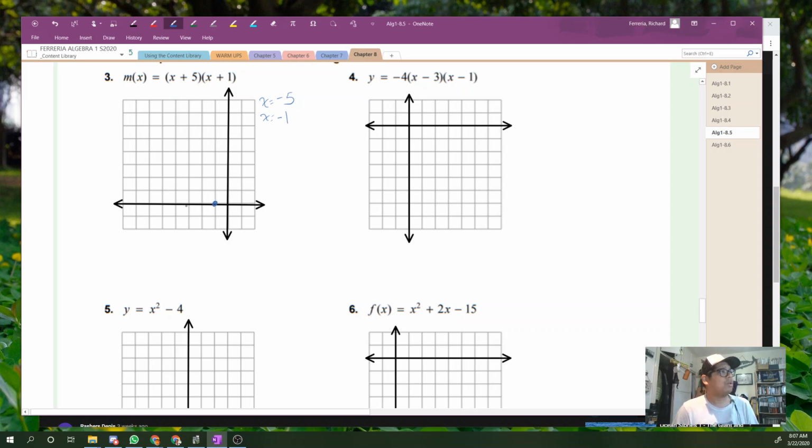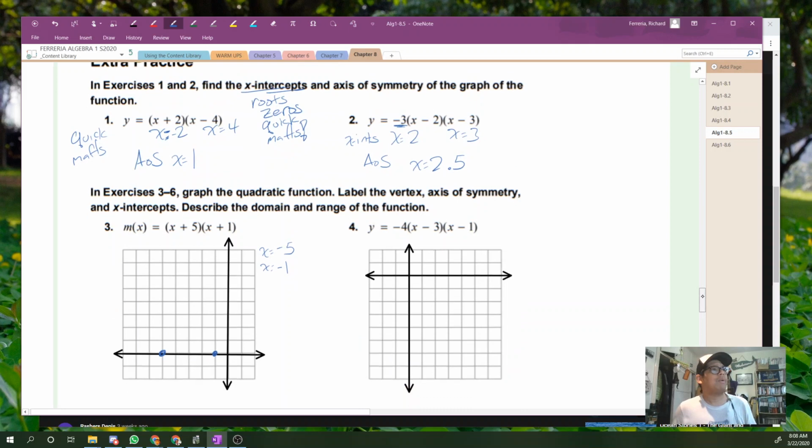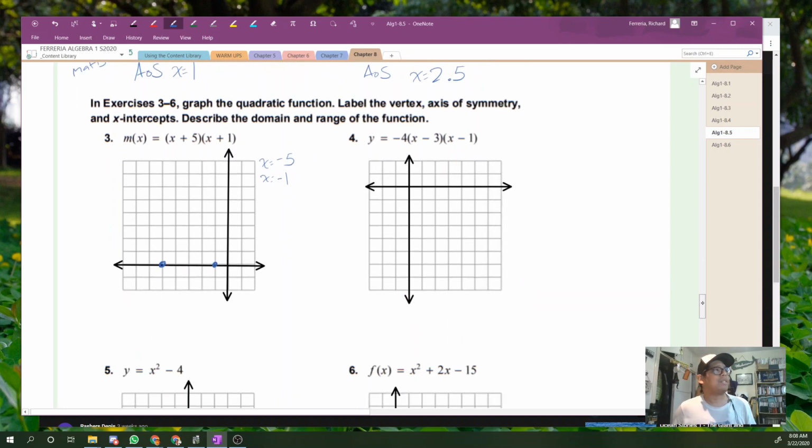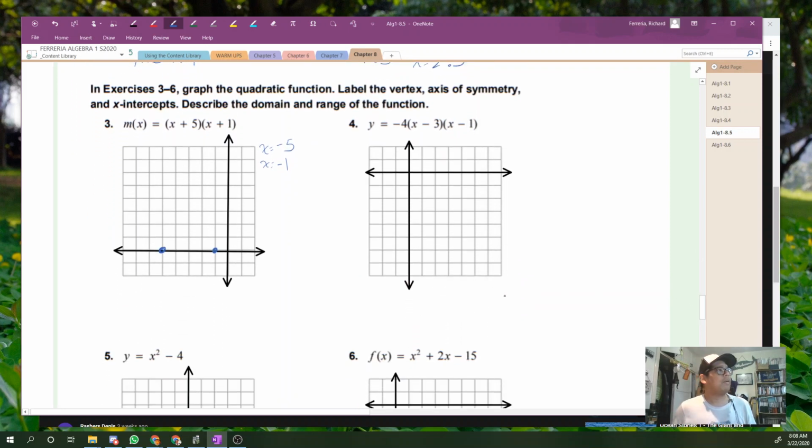-1, 2, 3, 4, 5. Here's x equals -5. Now those roots are really far apart from each other. You know what we should do next? I think I saw that we need to figure out the axis of symmetry, right? Yeah, we need to label the vertex and the axis of symmetry. So let's figure out the axis of symmetry.